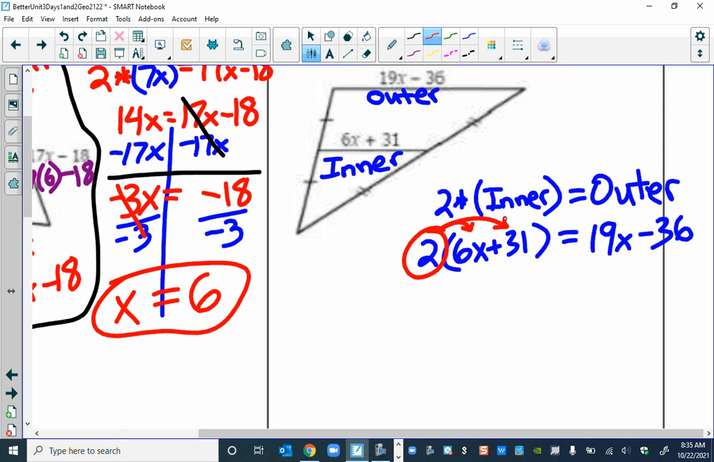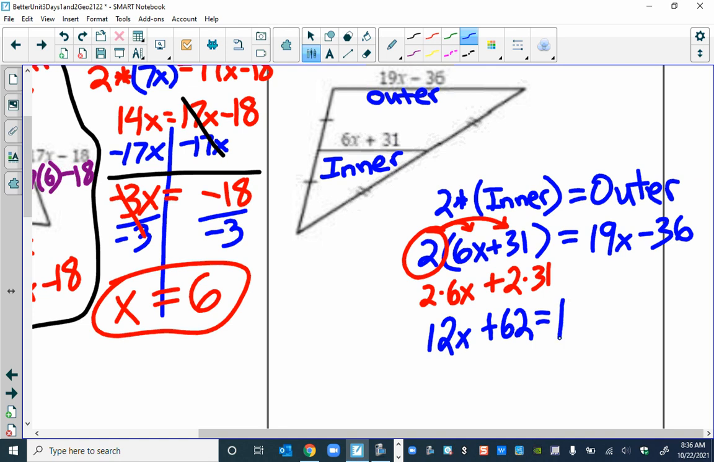So it's going to be 2 times 6x plus 2 times the 31. Now, what do we get when we multiply 2 times 6x? 12x. And then what's 2 times 31? Okay, so 12x plus 62 equals, right now, just bring down that 19x minus 36.